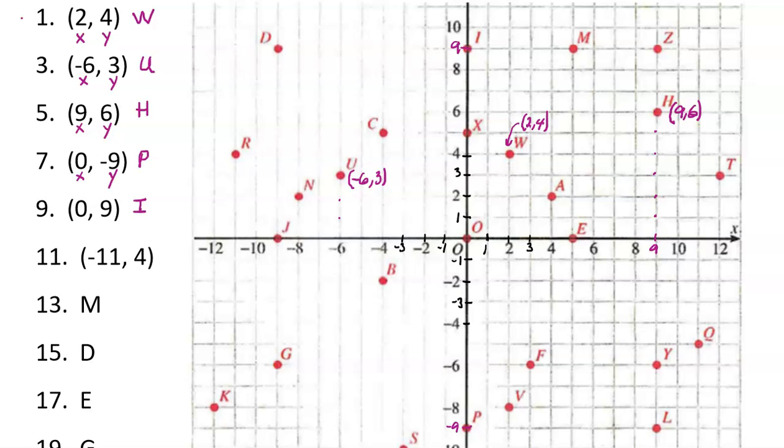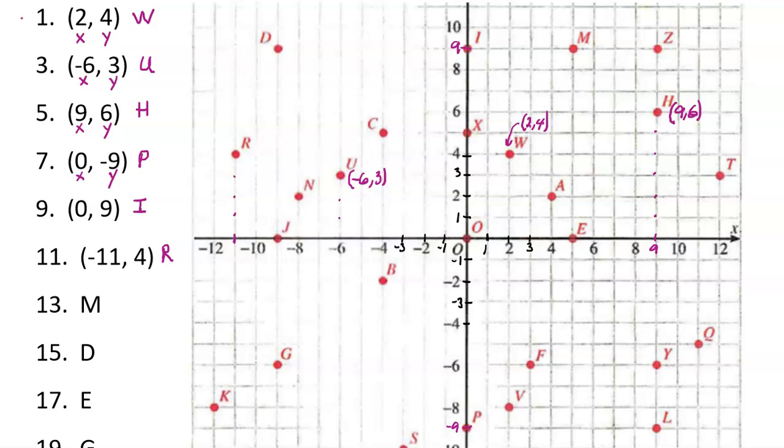And now number 11, -11, +4. So start at the origin. The -11 means to find -11 on the x-axis. That's to the left. Right there is -11. Now the second number is +4. That means to go up 4 units. 1, 2, 3, 4, and we're at point R.